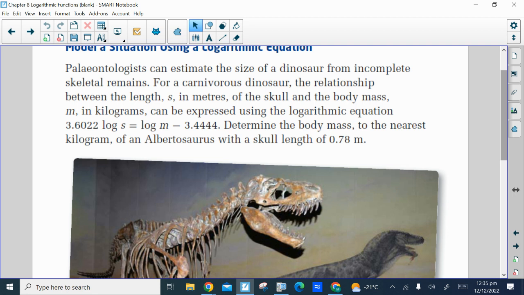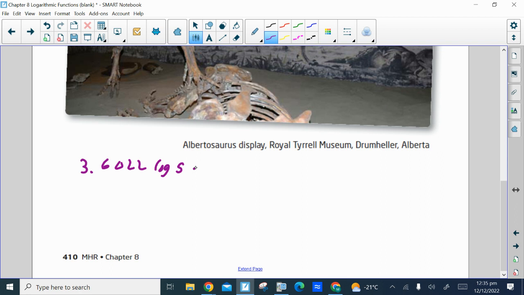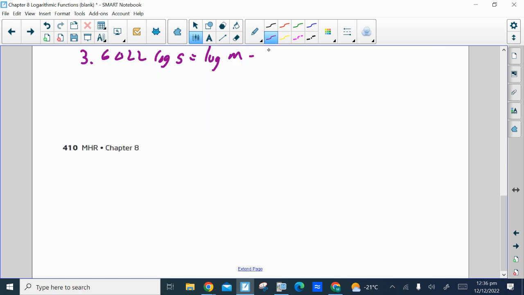where S, remember, is the length of the skull, m is the body mass. Determine the body mass to the nearest kilogram of an Albertosaurus with a skull length of 0.78 meters. So we're using that formula. 3.6022 log S equals log M minus 3.4444. S is the length of the skull, M is the mass, and we want to determine the body mass M to the nearest kilogram of that dinosaur with a skull length of 0.78 meters. So S will be 0.78.